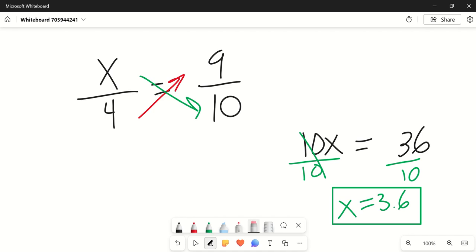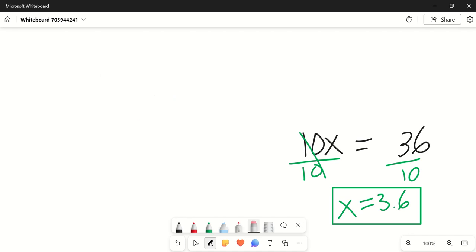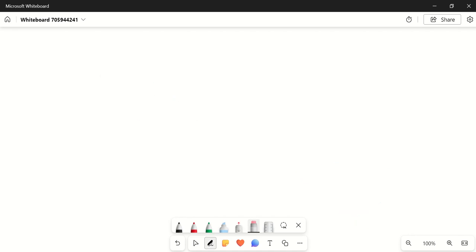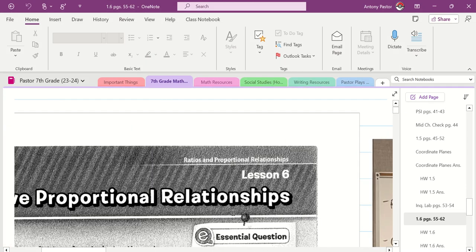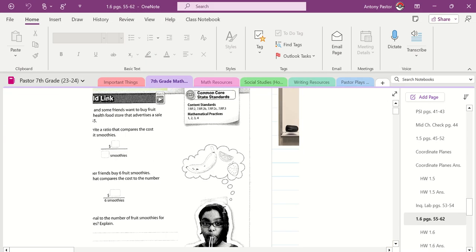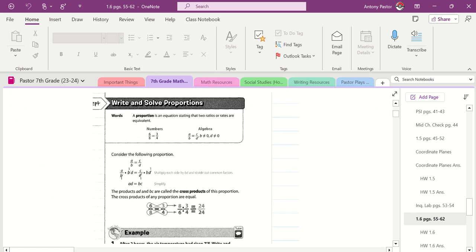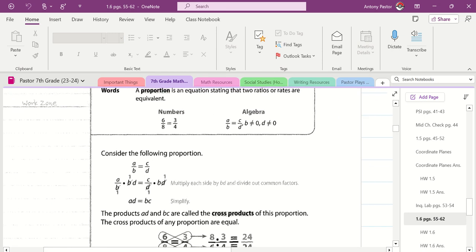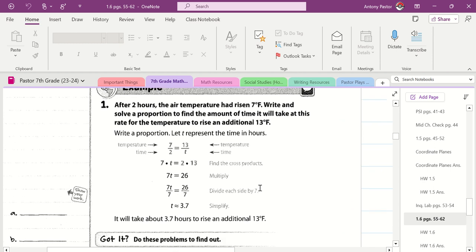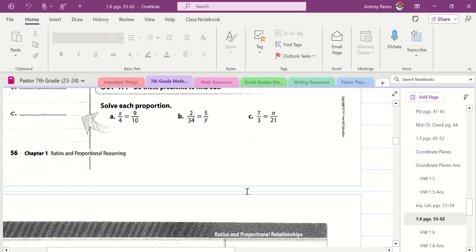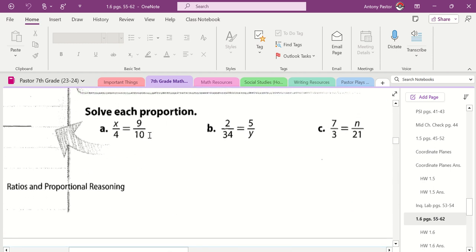So that is how we solve missing variables when it comes to solving proportional relationships. So we're going to go ahead and look at an example here. We did that example. Let's do some of these. So we just did this one.